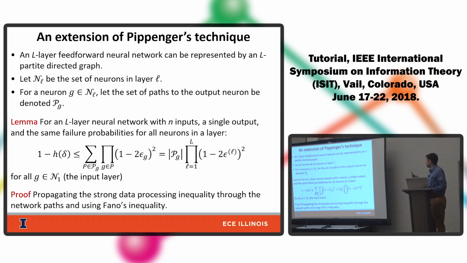Okay, and so we have to actually just do some interesting combinatorics of network paths through directed acyclic graphs to be able to get how many elements there are in P sub G. But after that, you can use the concentration kinds of arguments as for Pippinger's original approach. And so by doing this, you can actually get a bound for directed acyclic graph structured networks.